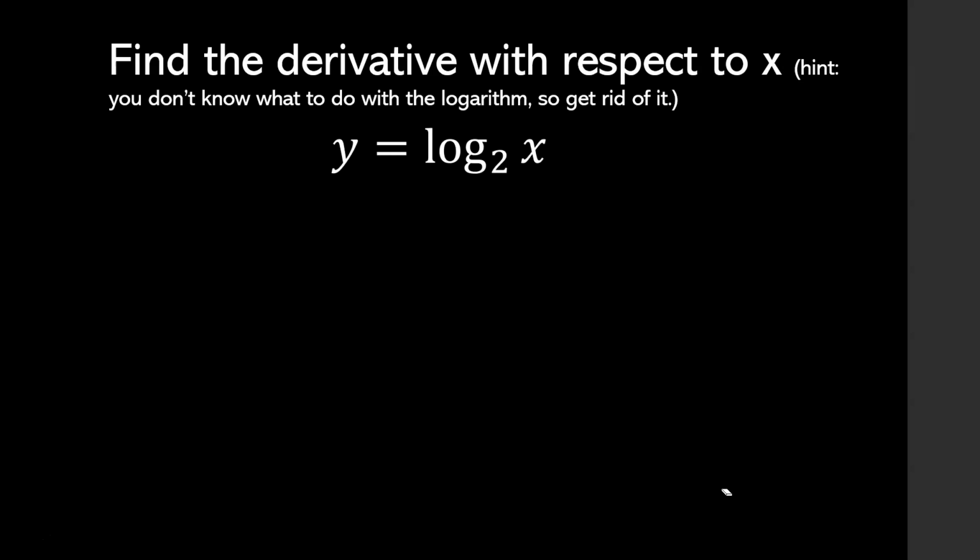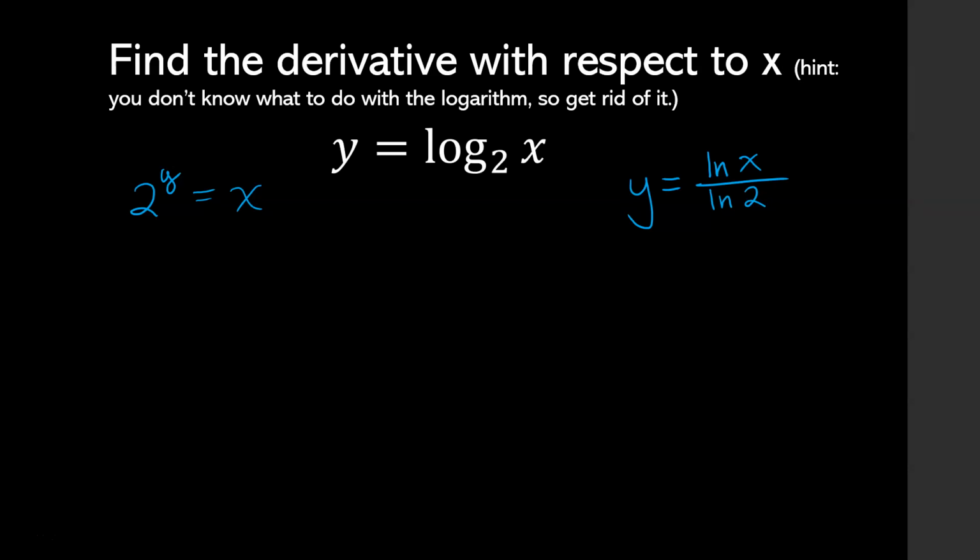Now, you have a couple of options. I'll do them both. You could rewrite as 2 to the y is equal to x. These two equations mean the same thing. But we could also use a change of base formula and rewrite log base 2 of x as the natural log of x divided by the natural log of 2. If you don't remember that one, go back and check out your Algebra 2 work. Which one do you want to do first?